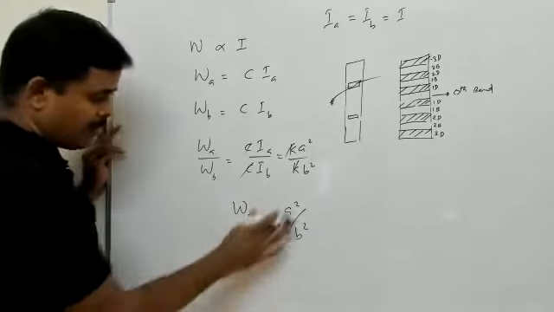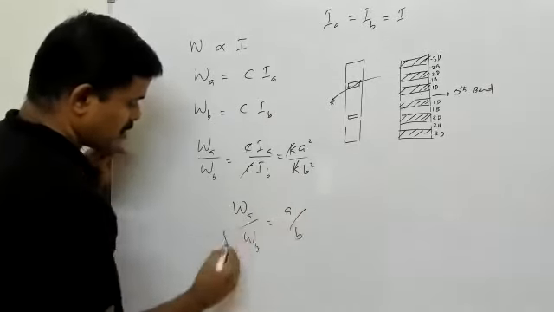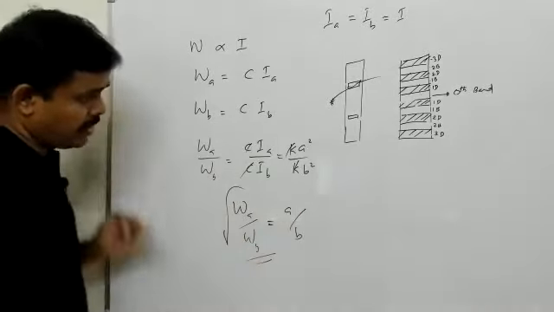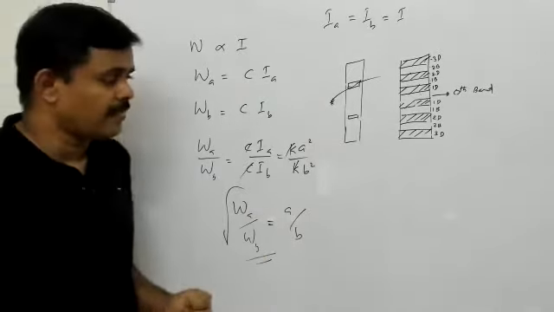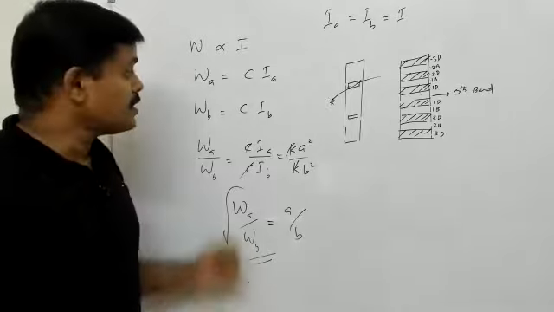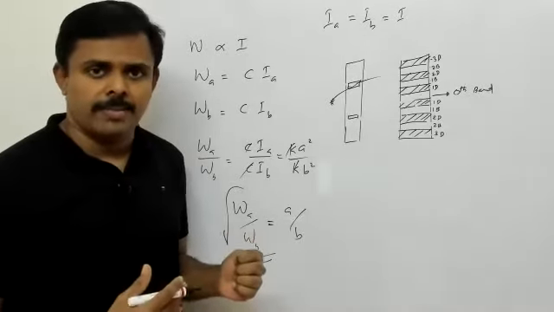So A by B will be what? A by B will be square root of WA by WB. This is an important equation. Okay, you won't see this in the textbook, but it's very, very important. I'll repeat one more time. This is an equation connecting width of a slit and amplitude.